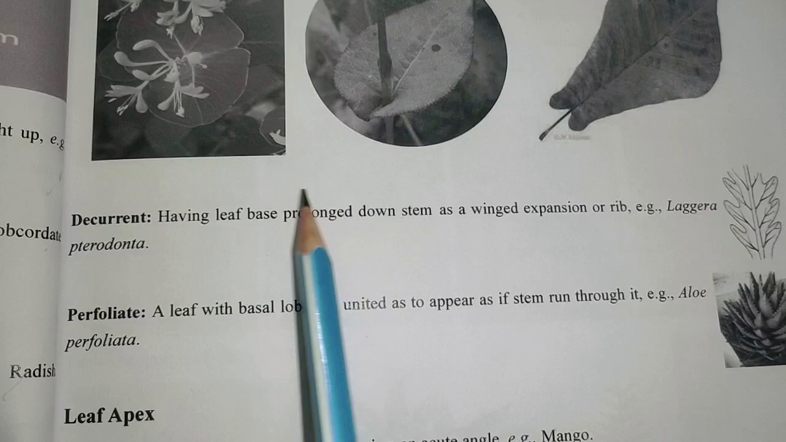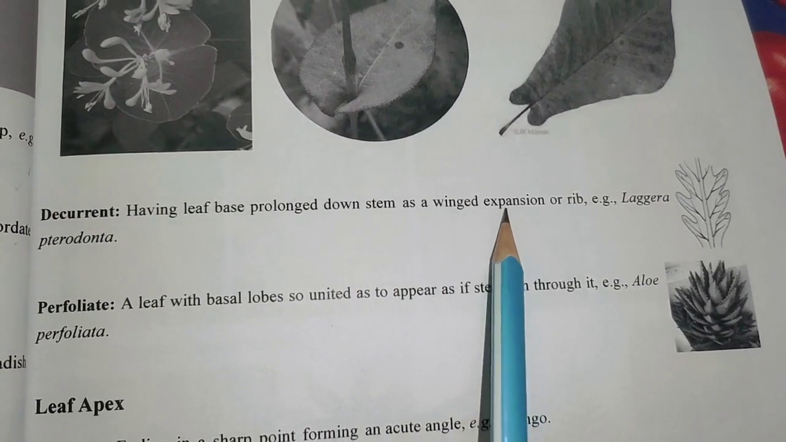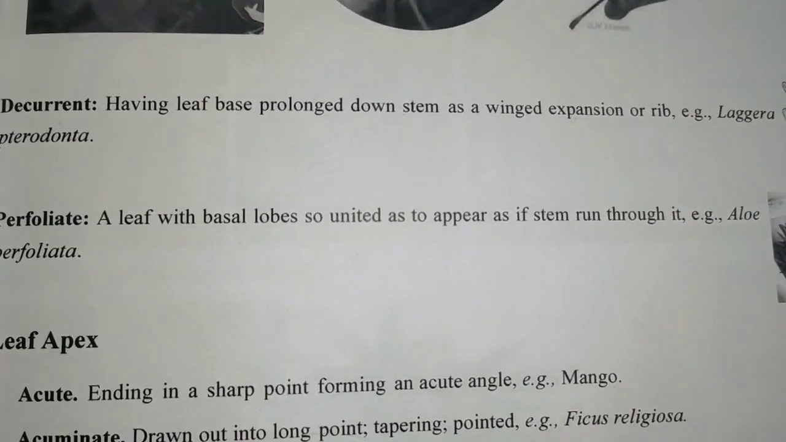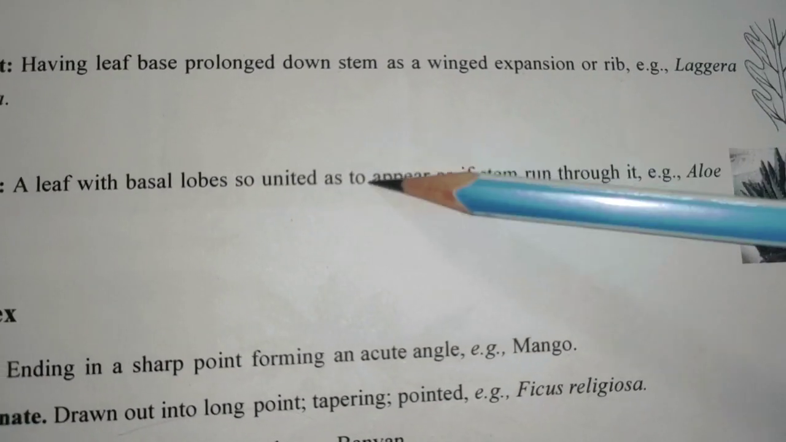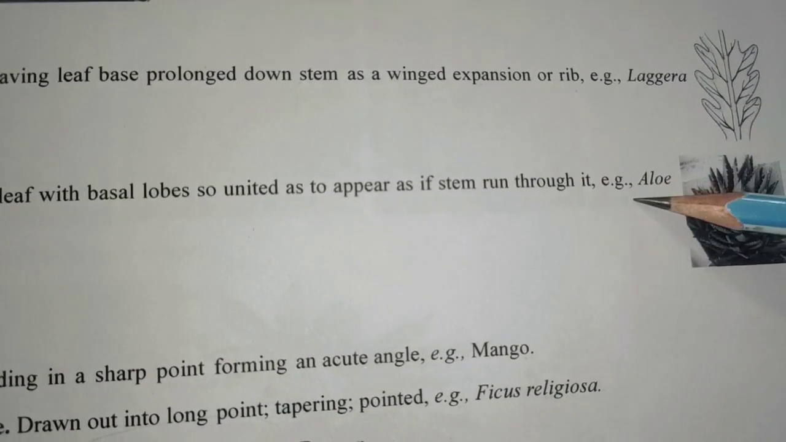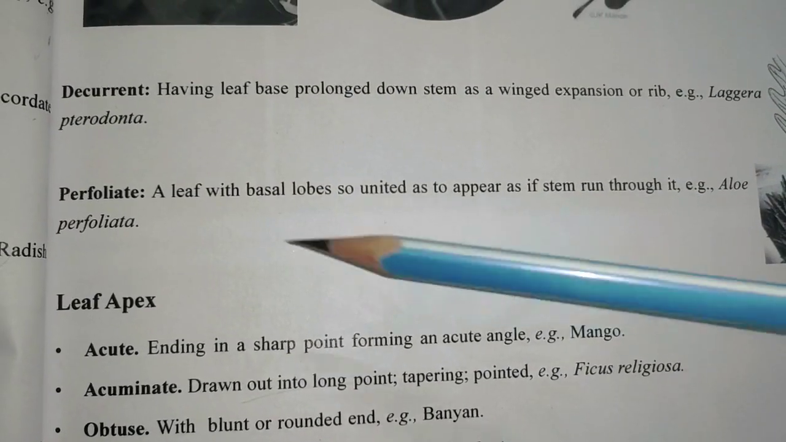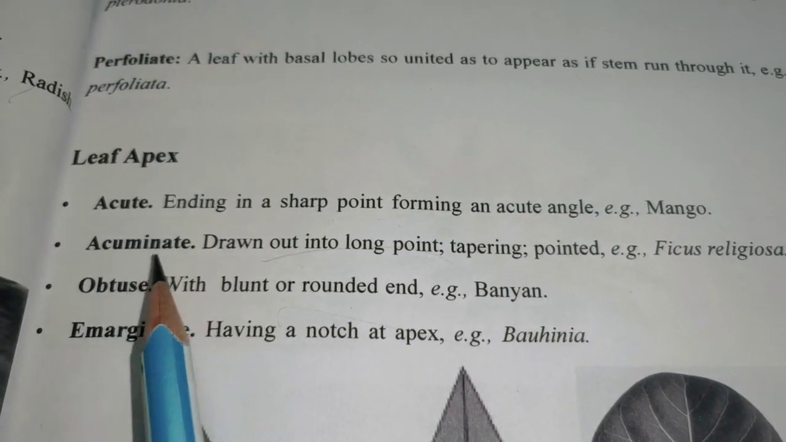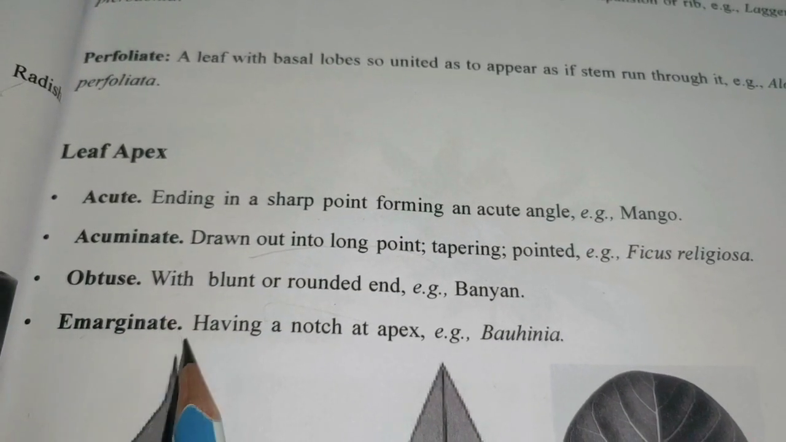Decurrent, having the leaf base prolonged down the stem as a wing expansion, for example, Laggera pterodonta. Perfoliate, a leaf with basal lobes so united as to appear as if the stem runs through it, for example, Aloe perfoliata. Leaf apex: acute, acuminate, obtuse, emarginate.